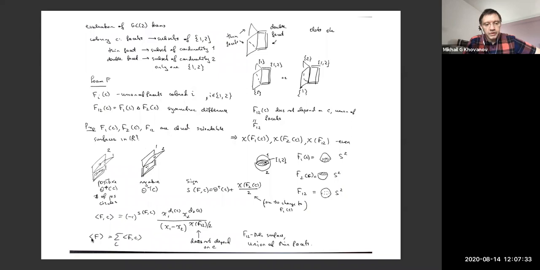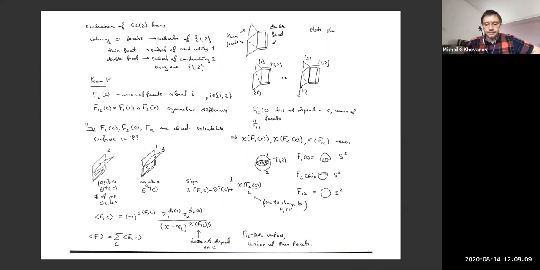We define the evaluation of F as the sum over all colorings. Now, how many colorings are there? Well, if you look at the surface F1,2, the union of thin facets, it's a union of connected components. And every connected component is colored in a checkerboard way, 1, 2, 1, 2, 1, 2. For instance, here it's 1, 2. And you can flip the coloring, you can switch to 2, 1 along this component. And that's all you can do. And if you have K components, you can do 2 to the K changes, and that's all you have. So you have 2 to the K colorings.